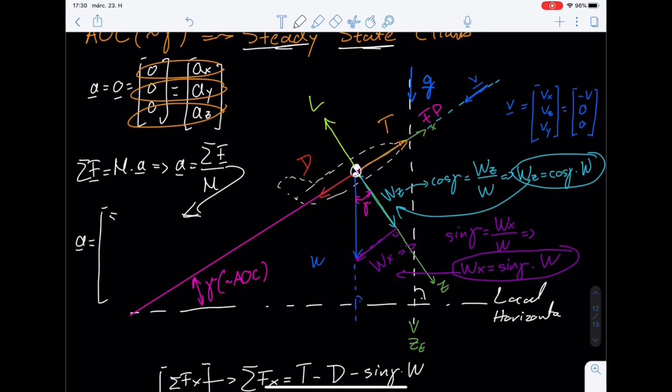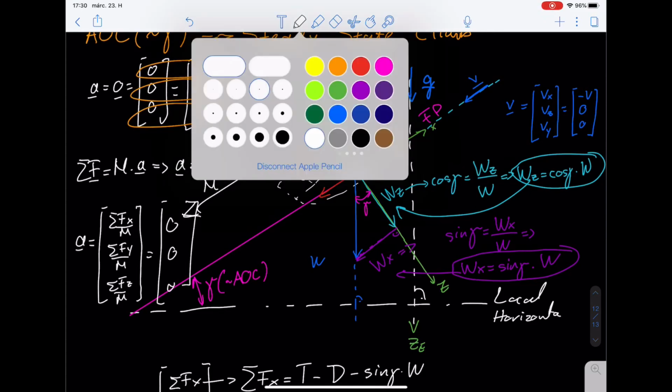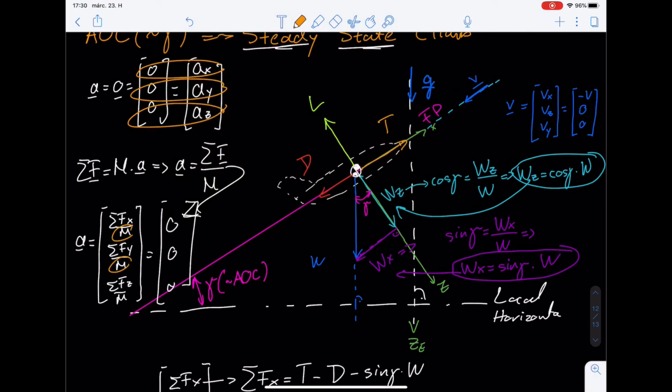the sum of the forces in the x direction over the mass, the sum of the forces in the y direction over the mass, and the sum of the forces in the z direction over the mass. And these all have to be equal to 0. So therefore, because we never divide by 0, the mass is not equal to 0 in any case. So the mass is not equal to 0.